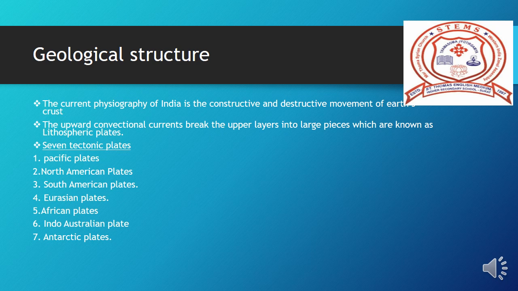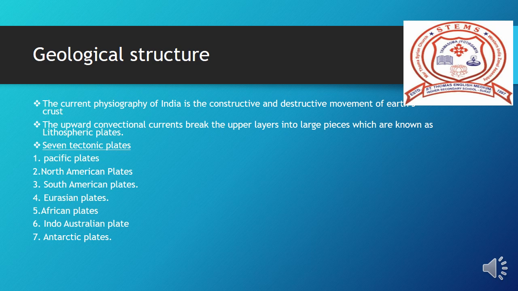So, the current physiography of India is the result of the constructive as well as the destructive movement of Earth's surface. The upward convectional currents break the upper layers of the earth into large pieces which are known as lithospheric plates. The high pressure and heat make the tectonic plates float.